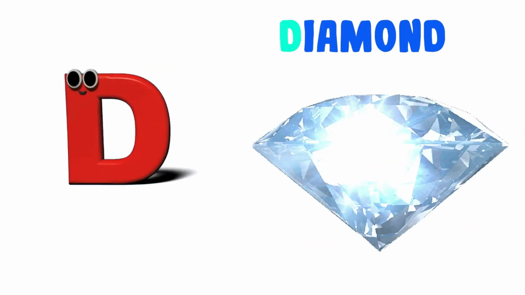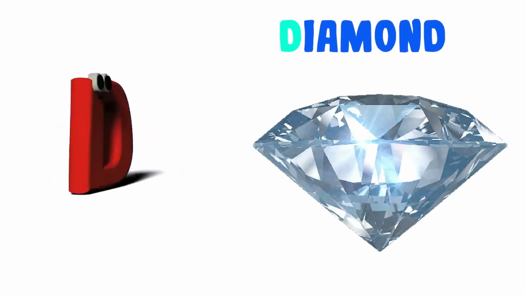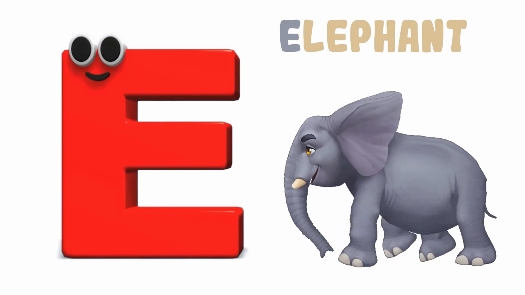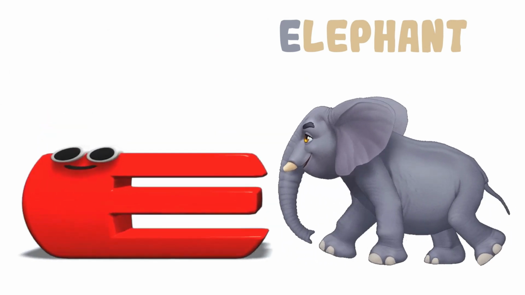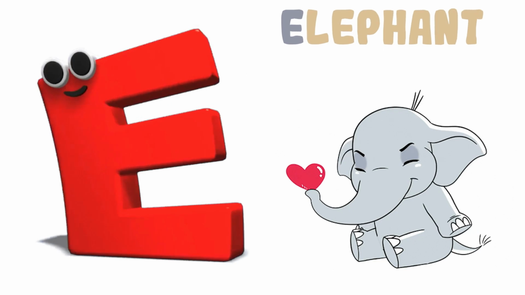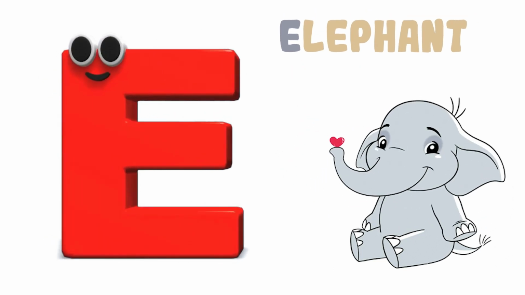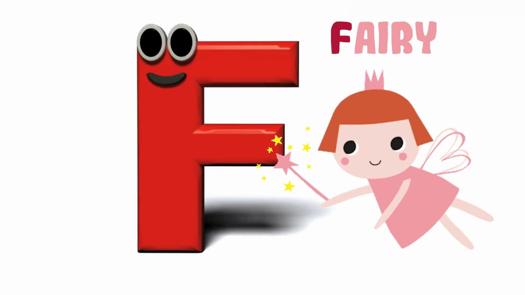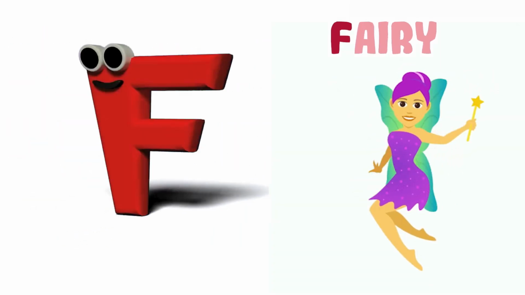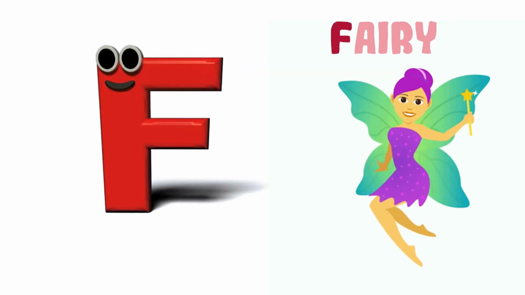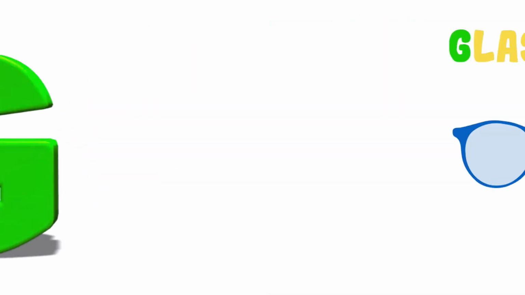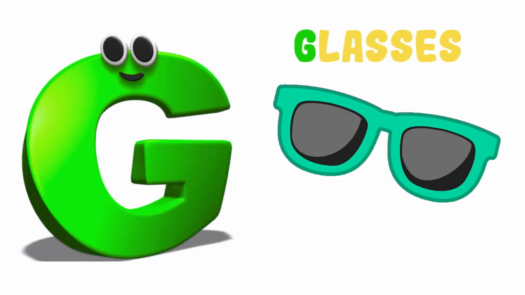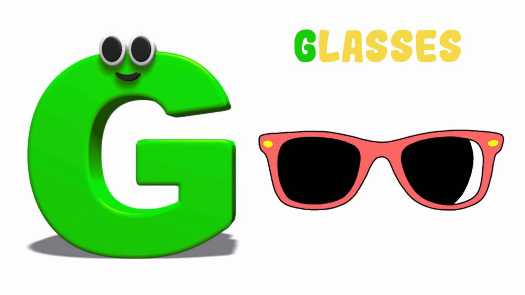D is for diamond. D, d, diamond. E is for elephant. Eh, eh, elephant. F is for fairy. F, fairy. G is for glasses. G, g, glasses.